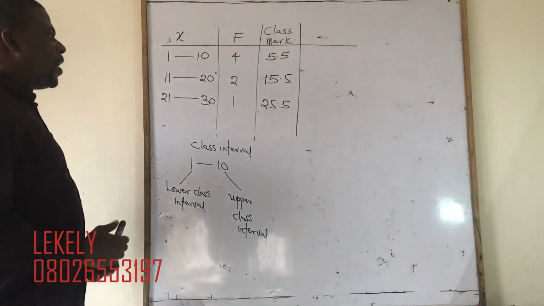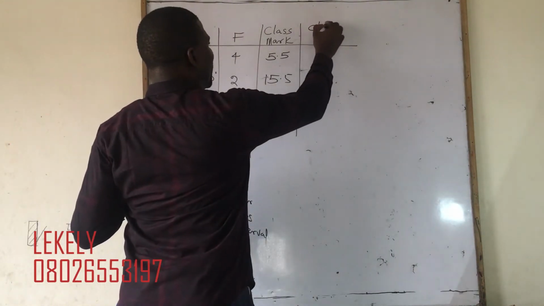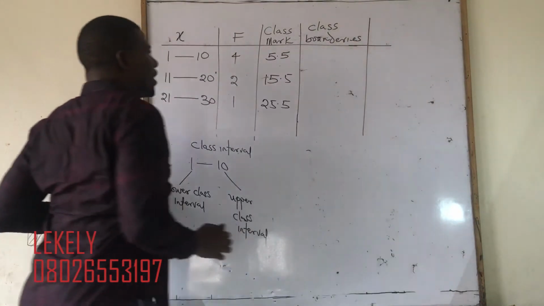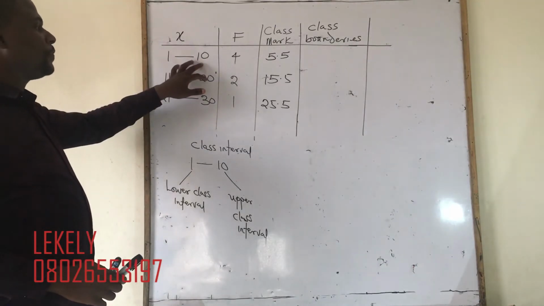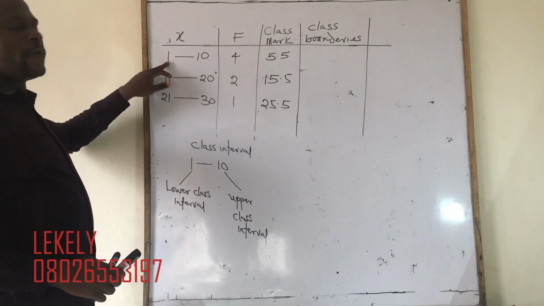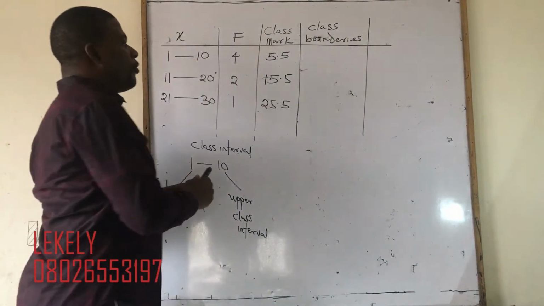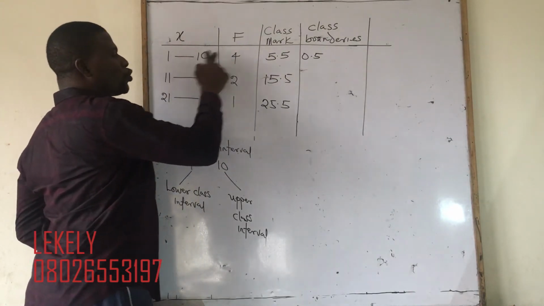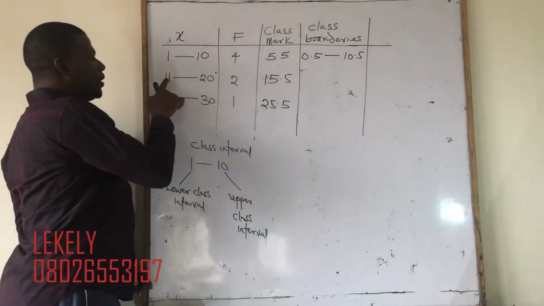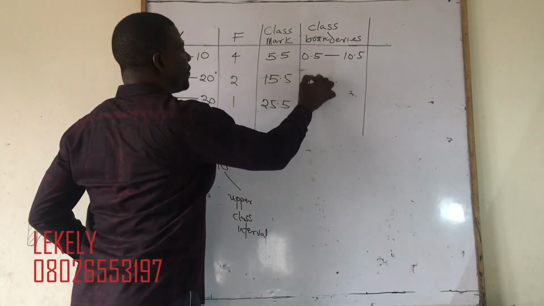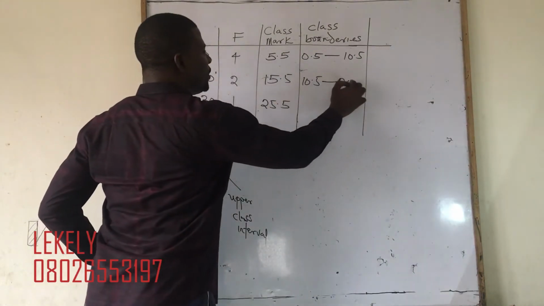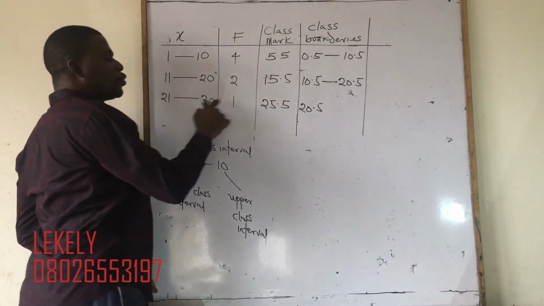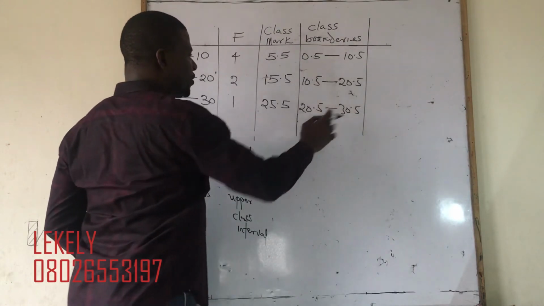Now, from this set, you can find class boundaries. Class boundary means from your class interval, you deduct 0.5 from 1, add 0.5 to 10. So this will be 1 minus 0.5, that will be 0.5. 10 plus 0.5, that will be 10.5. 11 minus 0.5, 10.5. 20 plus 0.5, 20.5. 21 minus 0.5, 20.5. 30 plus 0.5, 30.5. This is your class boundary.